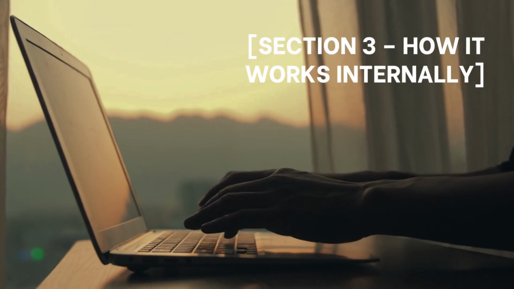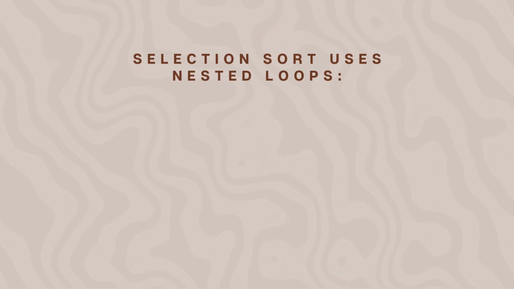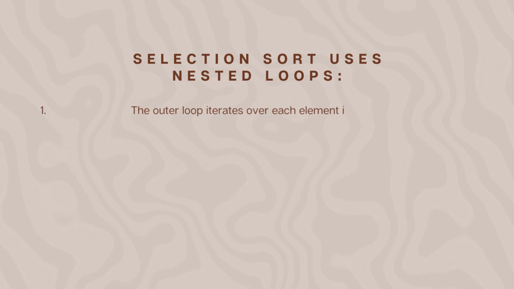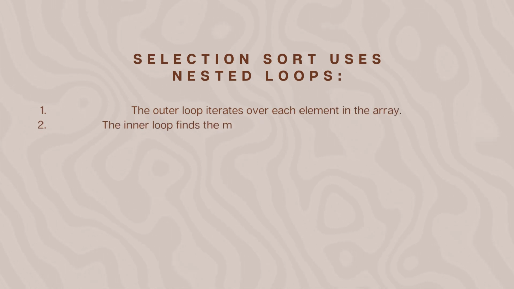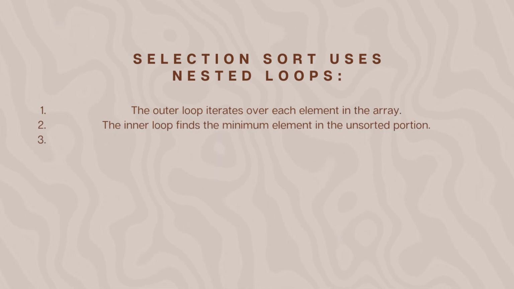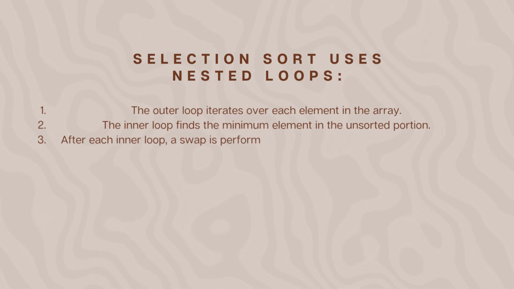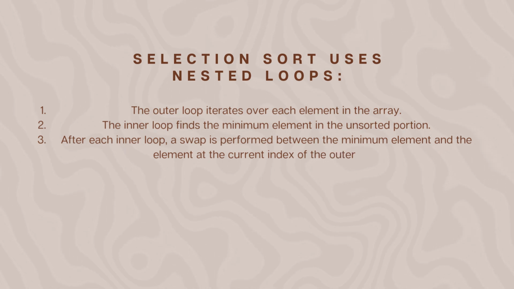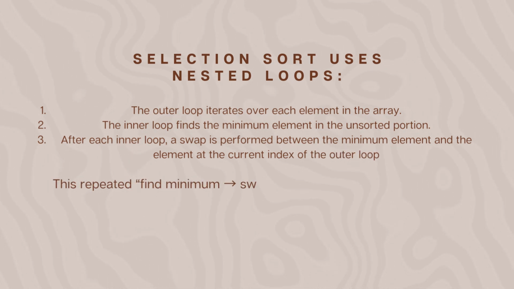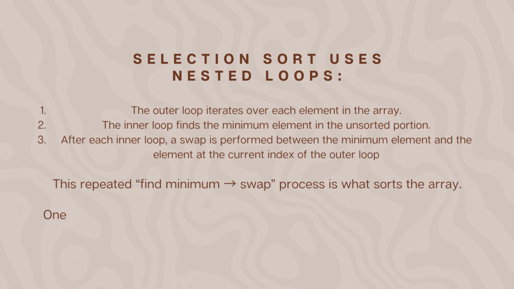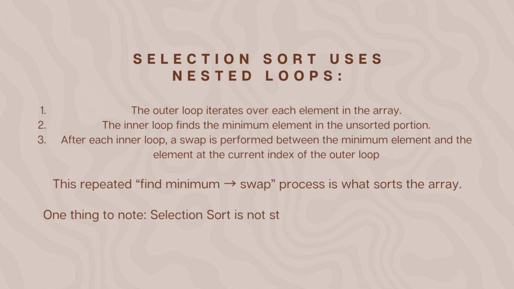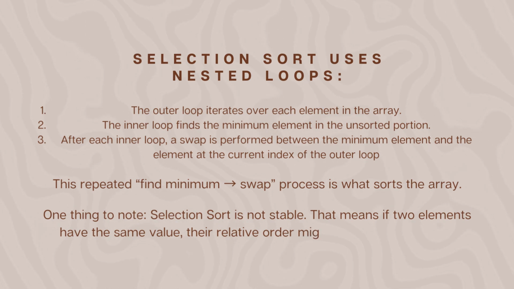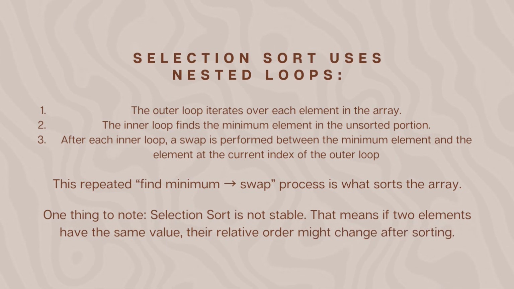Section 3. How it works internally. Selection sort uses nested loops. The outer loop iterates over each element in the array. The inner loop finds the minimum element in the unsorted portion. After each inner loop, a swap is performed between the minimum element and the element at the current index of the outer loop. This repeated find minimum, swap process is what sorts the array. One thing to note: selection sort is not stable. That means if two elements have the same value, their relative order might change after sorting.